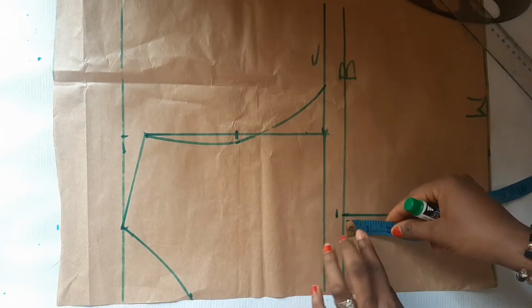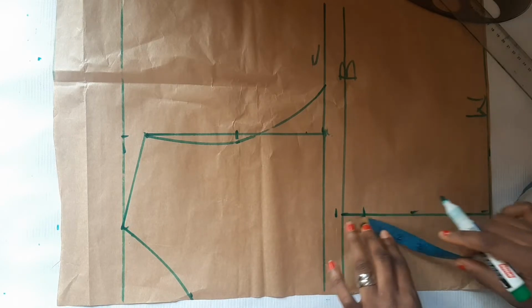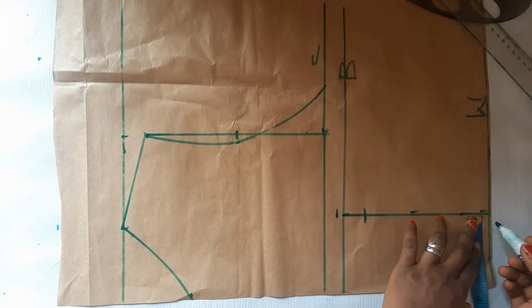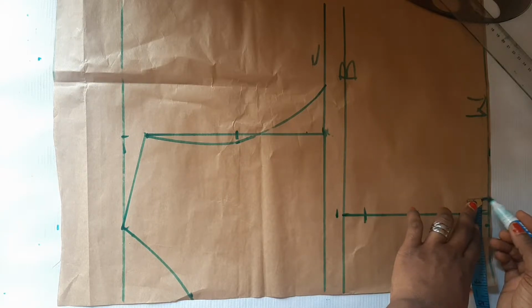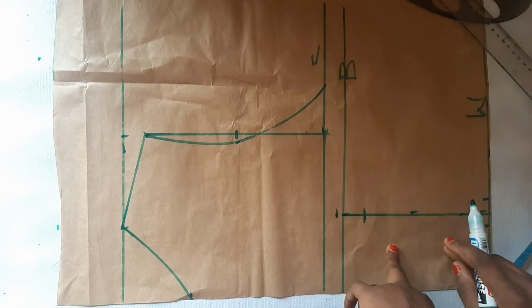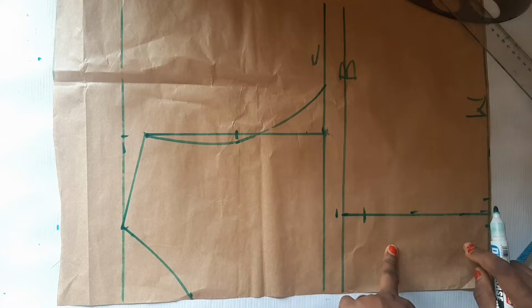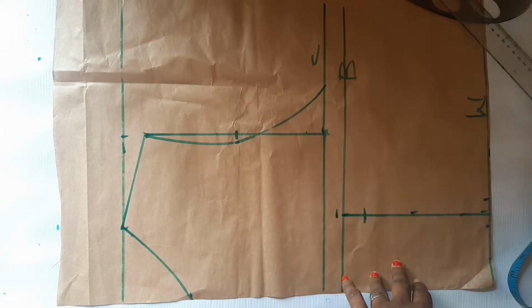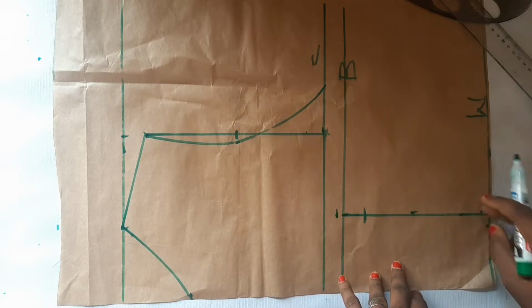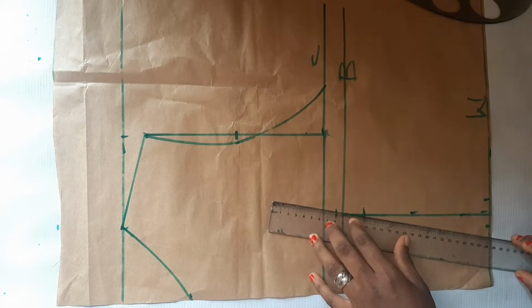Then from this bust point, I'm going to come down by 1 inch, and I'm going to take ½ inch and ½ inch on this side. If you're working with a fat person, you can take 1 inch, 1.5 for the dart, but because this person I'm working with is slim, I'm going to be taking ½ inch by the side, and I'm going to connect it to the first point.